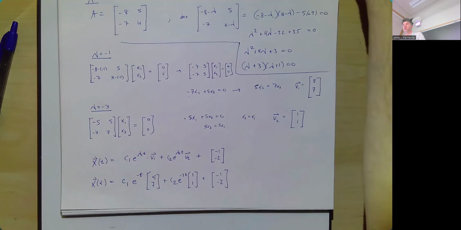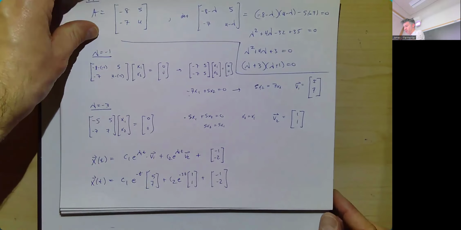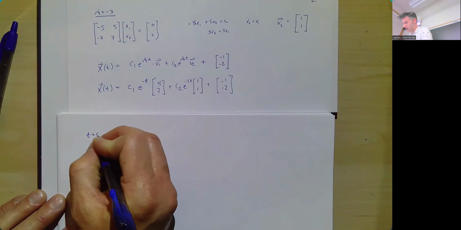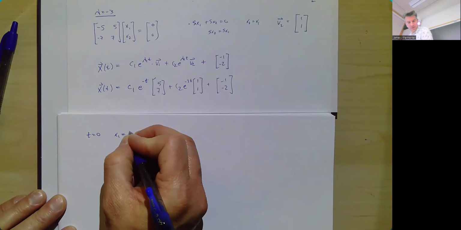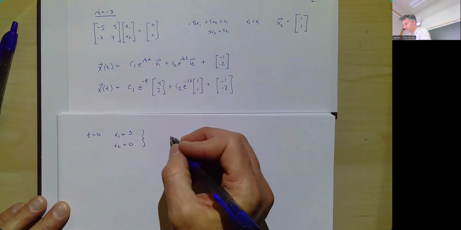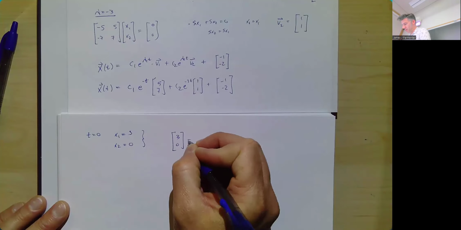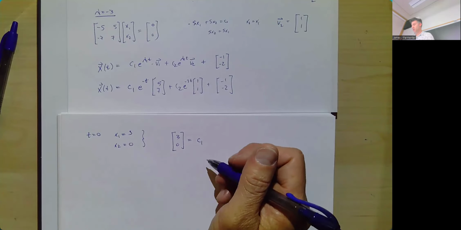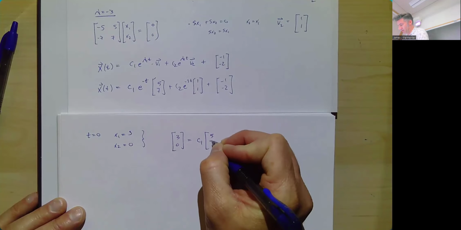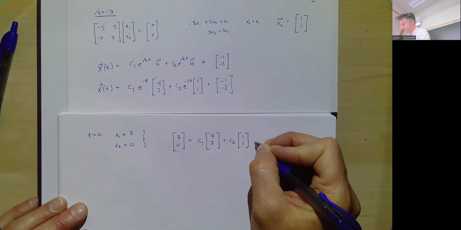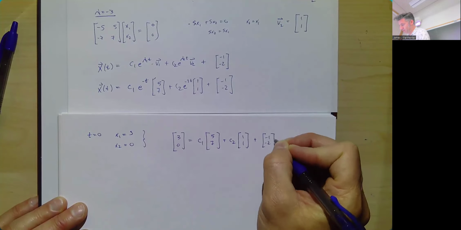And then we're going to use the initial conditions, which were x1 of 0 equals 3 and x2 of 0 equals 0, to solve for C1 and C2. So if we plug in t equal to 0, x1 equals 3 and x2 equals 0. So what we're getting here is 3, 0 equals C1 times 5, 7 plus C2 times 1, 1 plus -1, -2. I don't want to write e to the 0 because we know it's 1.